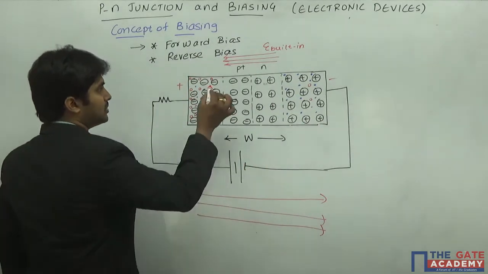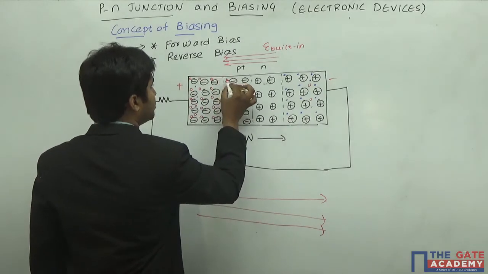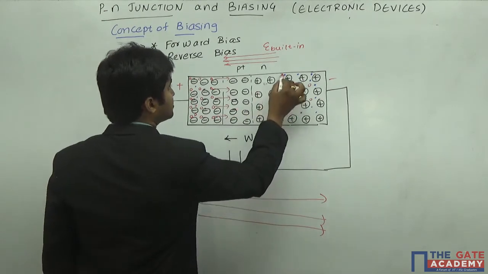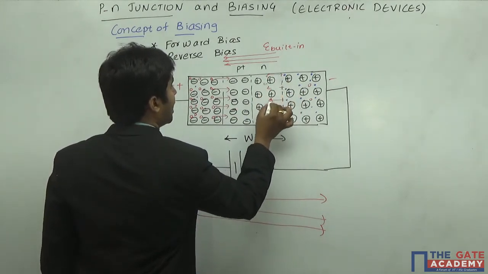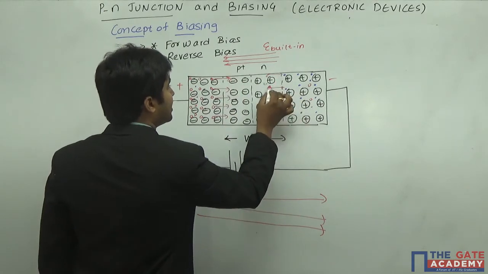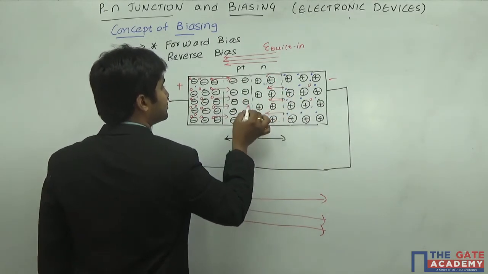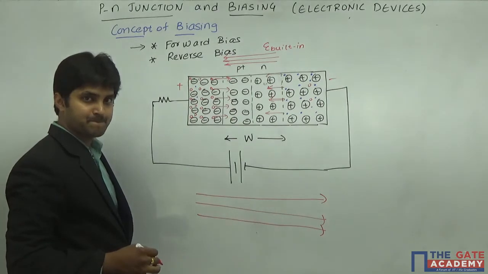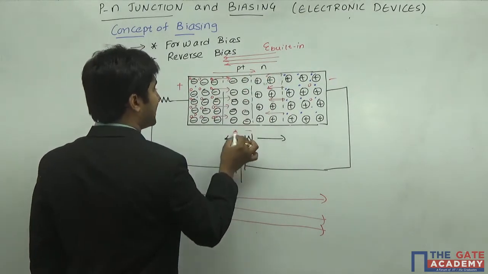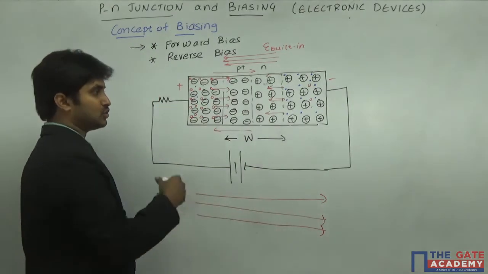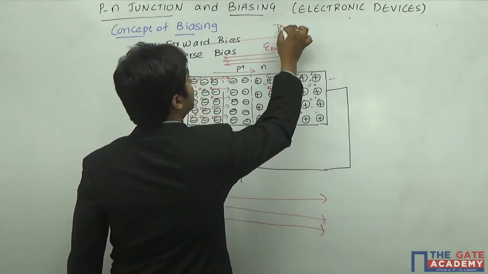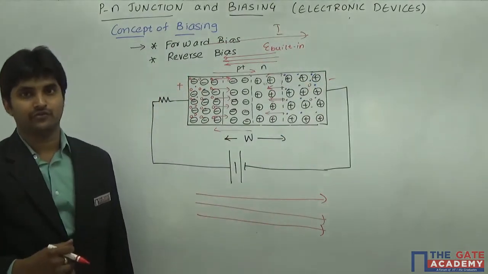So now the holes try to move into the N region by crossing the depletion region, and the electrons try to move into the P region by crossing the depletion region. Okay, so when they are moving, there is a hole current in this direction, there is an electron current in this particular direction. So the total current is going to flow in this particular direction. This is going to be the direction of the total current. This is your forward bias.